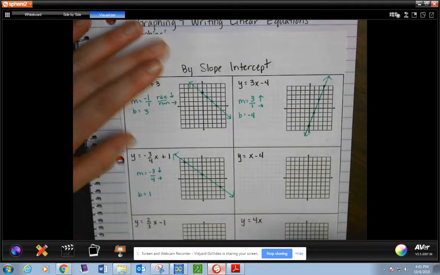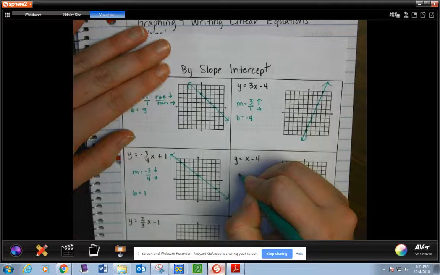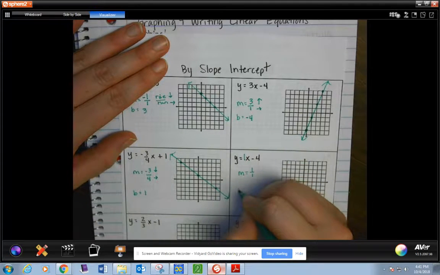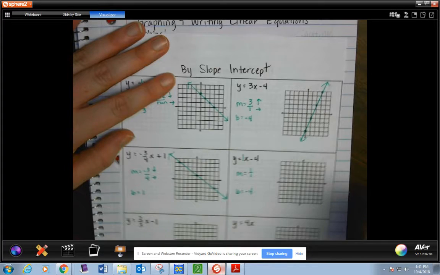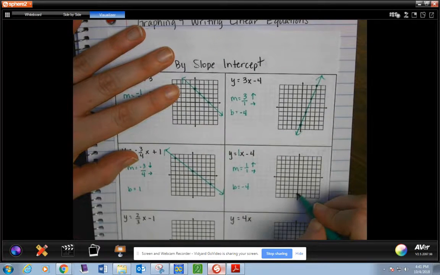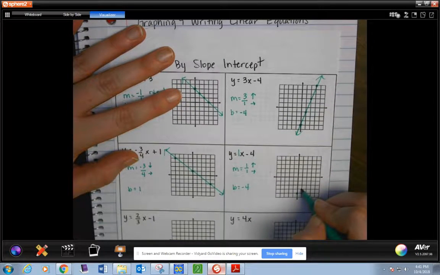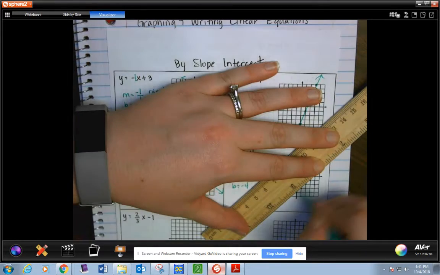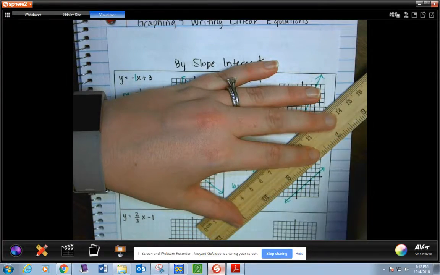Okay, for this example, y equals x minus 4. Remember there's a 1 there, so m equals 1 over 1, and b equals negative 4. So I'm going to start down at negative 4, and 1 over 1 tells me to rise 1 and go right 1. So from my dot, I'm going to go up 1, right 1, up 1, right 1, up 1, right 1. You can go all the way across and get all of the dots, or once you have 3 dots, it's enough. Take your ruler, draw your straight line.